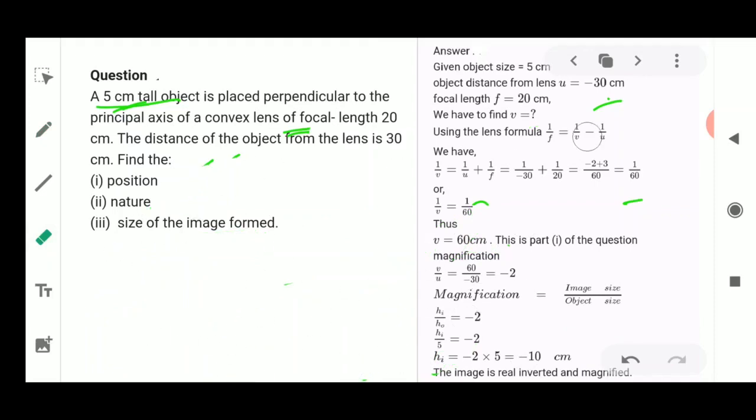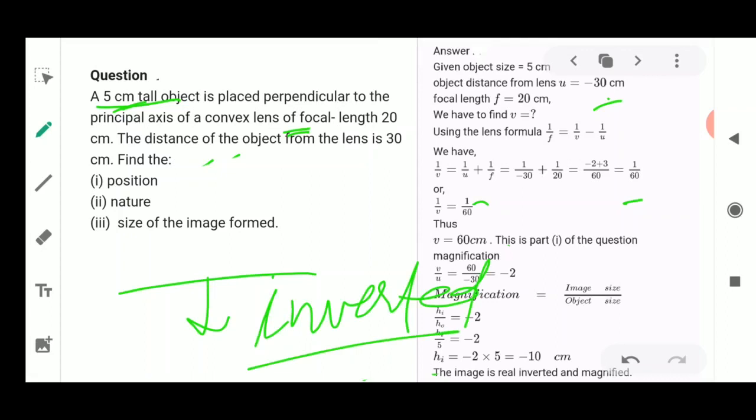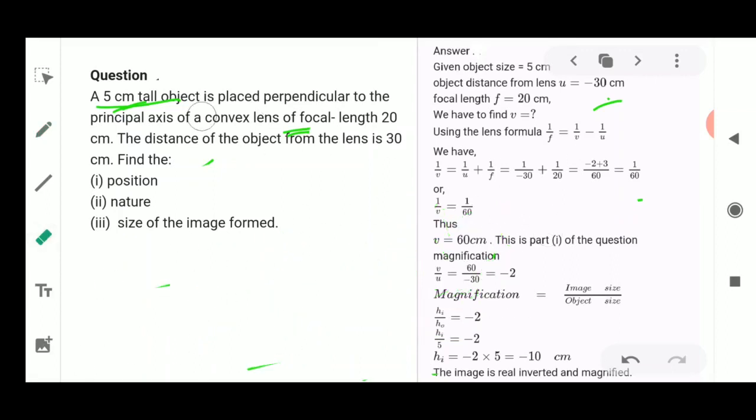This means that the image will be formed on the other side, and it is in inverted form. Why are we getting it as a negative value? Because it will be formed on the other side of the lens, and it will be real and magnified. The image is obtained below the principal axis, that is why it is always inverted, and it is magnified also. So you got the nature, position and the size of the image.